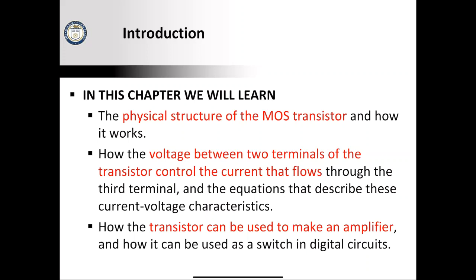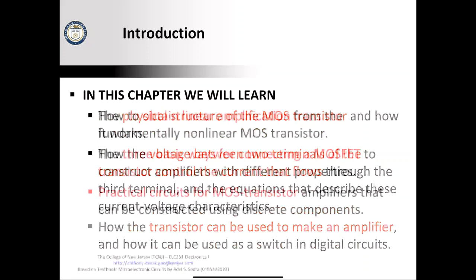We're going to learn how the transistor can be used to make an amplifier, as well as a switch for digital circuits, or actually for analog circuits. And this is a really interesting chapter because I think building an amplifier using a transistor shows us the inner workings of those black boxes that we're used to using, those chips.